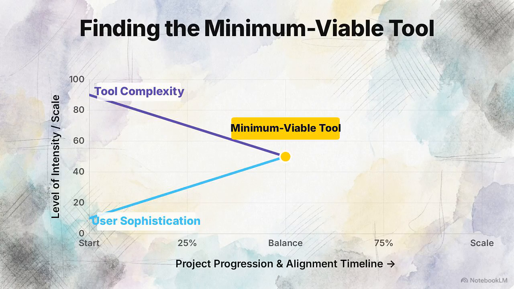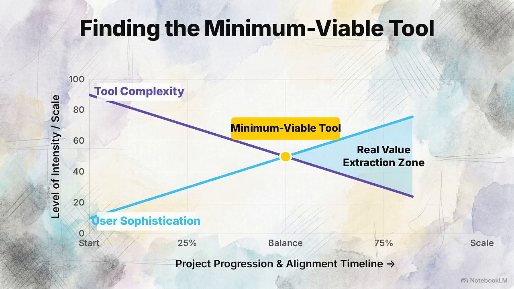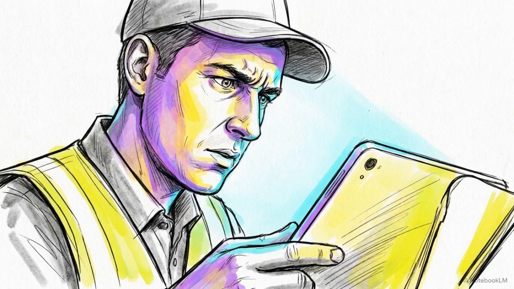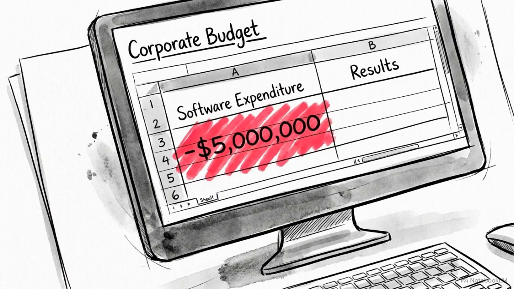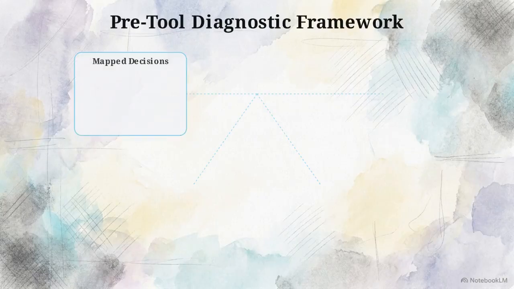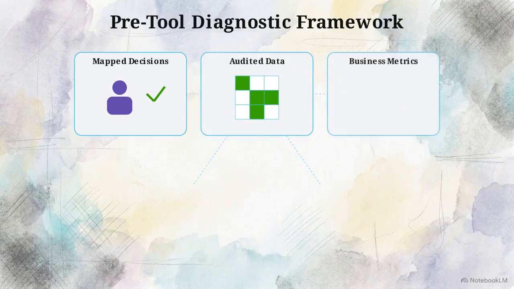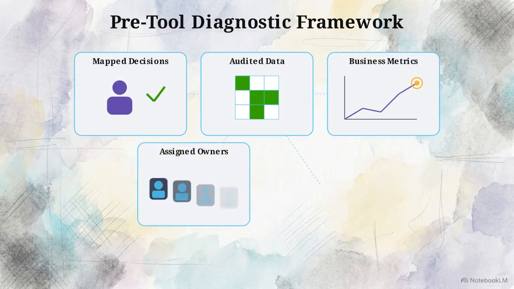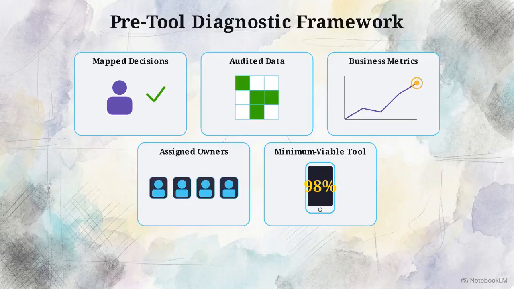As this scale shows, the perfect match occurs when you balance tool complexity directly with your user's sophistication level, allowing your least technical employee to extract real value immediately. Deploying enterprise-level complexity for basic operational decisions frustrates employees, drains your budget, and yields zero actionable insights. You now have a complete pre-tool diagnostic plan. You've mapped the decisions, audited the data, defined business metrics, assigned the owners, and identified your minimum viable tool.